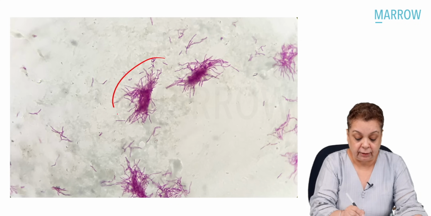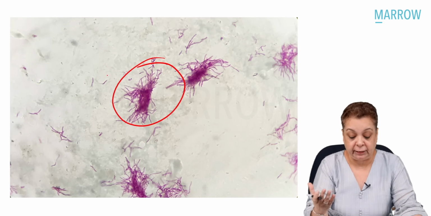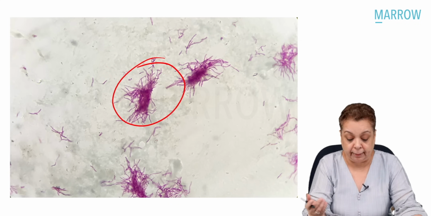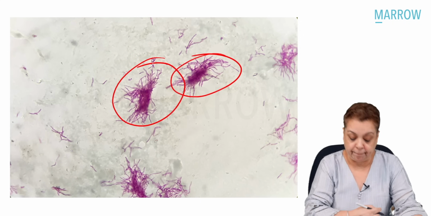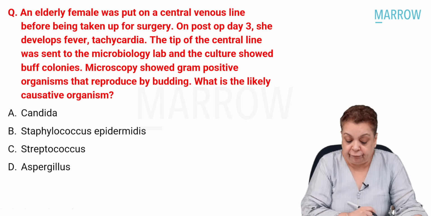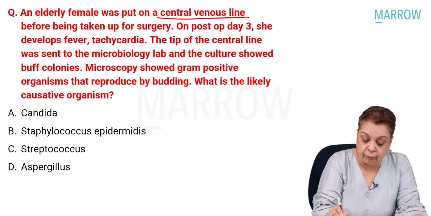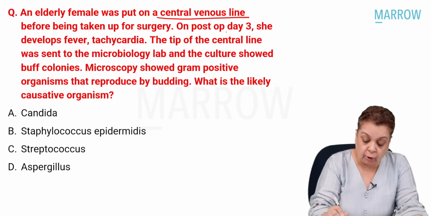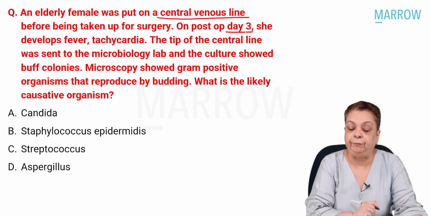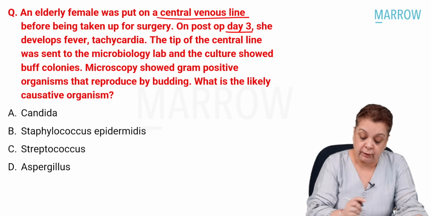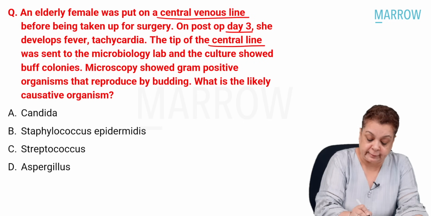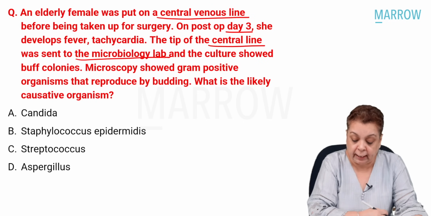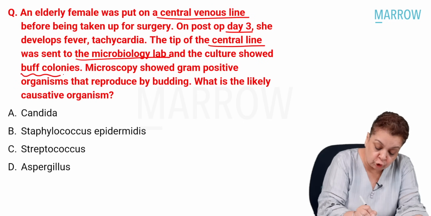That's our Nocardia. The colonies have been stained with gram stain. We are seeing gram-positive filamentous rods showing branching. An elderly female was put on a central venous line before being taken up for surgery. On post-op day 3, she develops fever with tachycardia. The tip of the central line was sent to the microbiology lab and culture showed buff colonies.